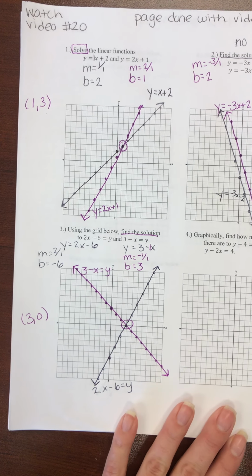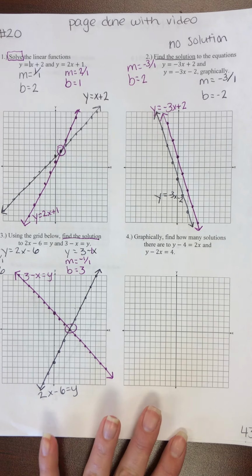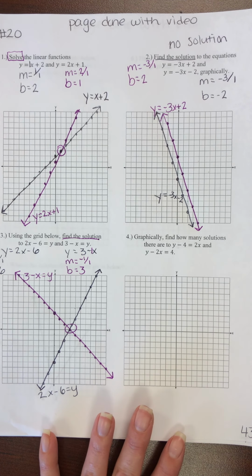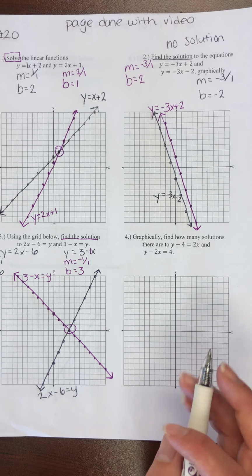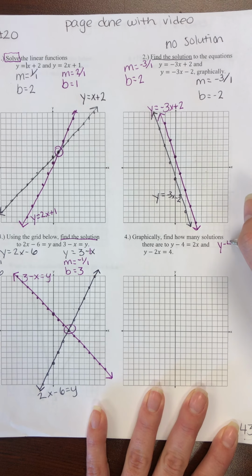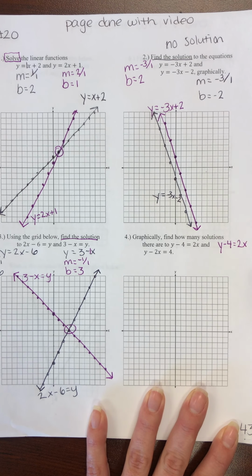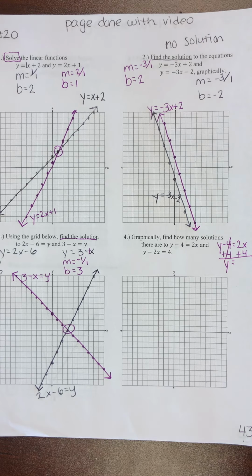All right, moving on to number 4. It says to graphically find how many solutions there are to y minus 4 equals 2x and y minus 2x equals 4. So I need to solve these for y before I can graph them. So y minus 4 equals 2x. So I'm going to add 4 to each side to get the y by itself, because we always need to solve for y before we graph.